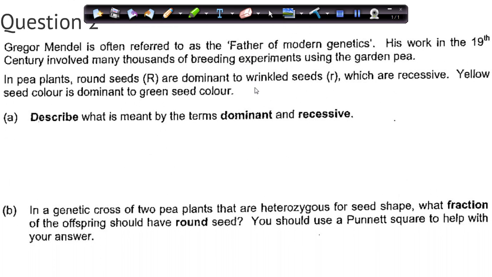Gregor Mendel is often referred to as the father of modern genetics. His work in the 19th century, involving many thousands of breeding experiments using the garden pea. In pea plants, round seeds, capital R, are dominant to wrinkled seeds, little r, which are recessive. Yellow seed color is dominant to green seed color. Well, we saw that in the last example. So describe what is meant by dominant and recessive. Well, we did that, so I think we might skip this one. It's a bit of a repeat. But what does dominant mean? Always expressed. Recessive, only expressed when a dominant allele isn't present, or when it's on its own.